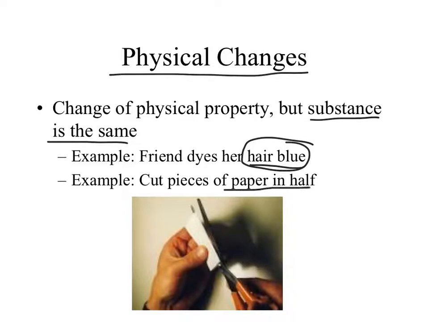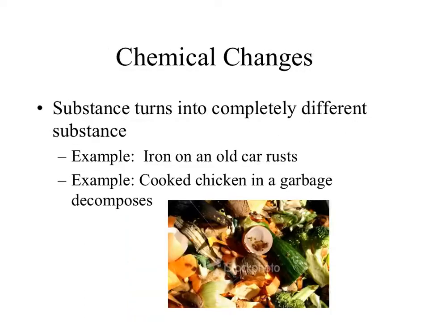What about taking a piece of paper and cutting it in half? Is it still paper? Yes. Is it in more pieces now? Yes. But it's still paper. So a physical change, the substance stays the same. Chemical change, that's a little bit different. When an object goes through a chemical change, you have a completely new substance.